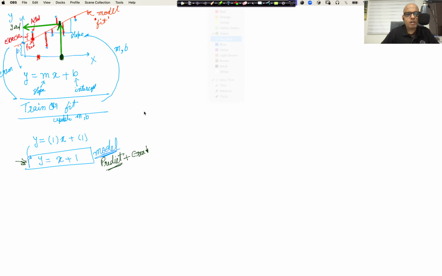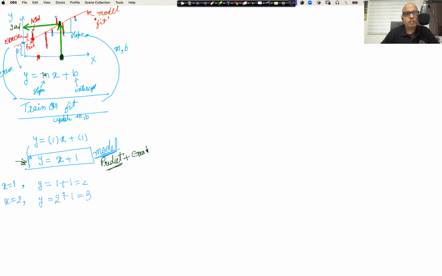Let's now see what happens if we choose some values of x. Let's say we are trying to find the value of y when the value of x is 1. So the value of y is going to be 1 plus 1, that is equal to 2. Likewise, if we change the value of x to 2, then the value of y is going to be 2 plus 1, that again is going to be equal to 3. And thus we now have an easy way to find values of y for any given value of x.